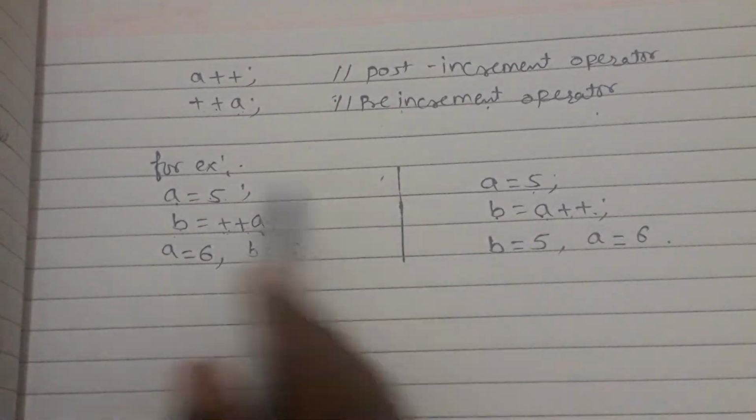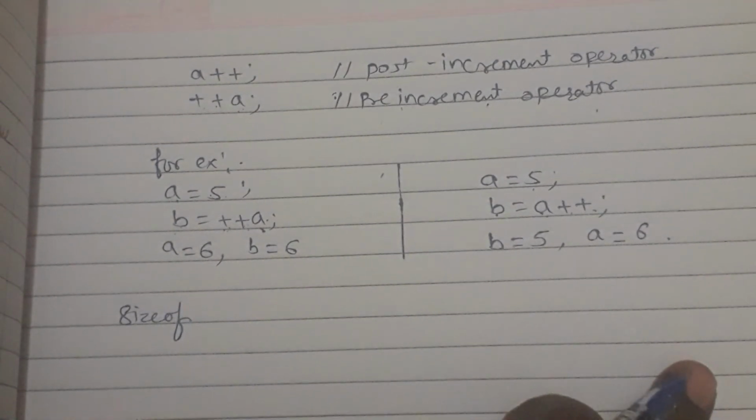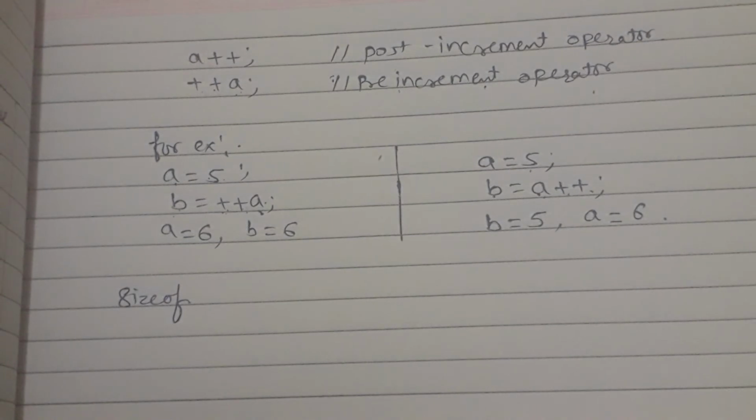Now the next operator is the sizeof operator. In C programming, the sizeof operator is used to calculate the size of various data types. It means how many bytes are required to store the data. That is shown by using the sizeof operator.